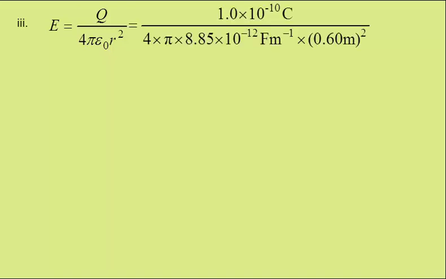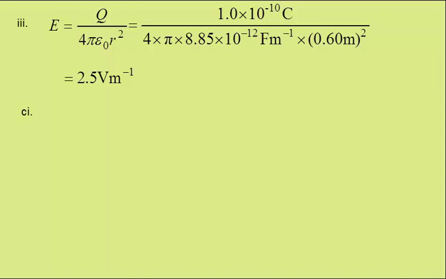In part 3, we need to show that the electric field strength at point M, midway between L and N, is 2.5 volts per meter. Well, electric field strength is Q over 4 pi epsilon naught r squared. Again, putting in the values gives 2.5 volts per meter as required.